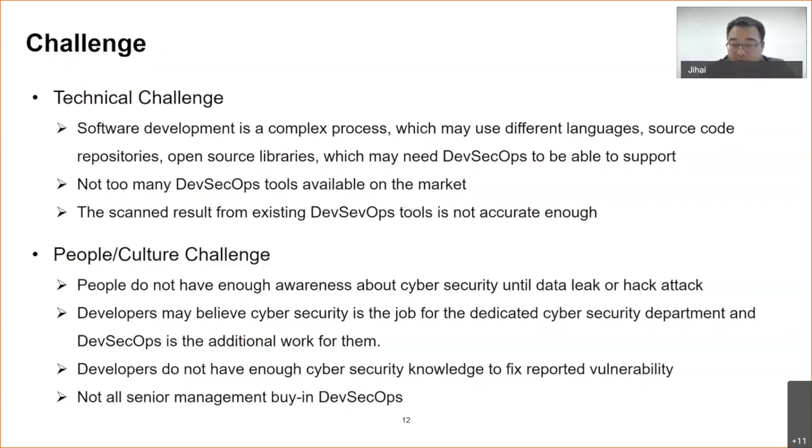Okay, so now I've roughly talked about the challenges of implementing DevSecOps. Some of them I definitely saw when I tried to run DevSecOps at HSBC before, especially the challenges from the people.